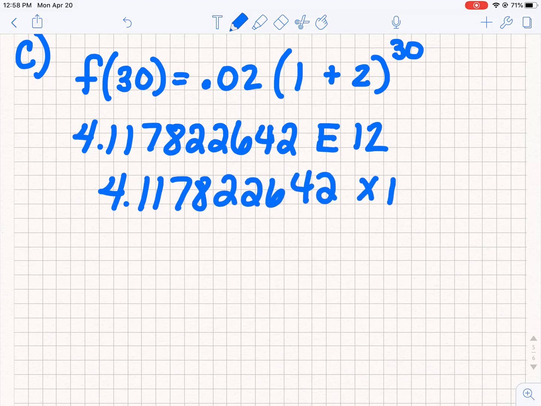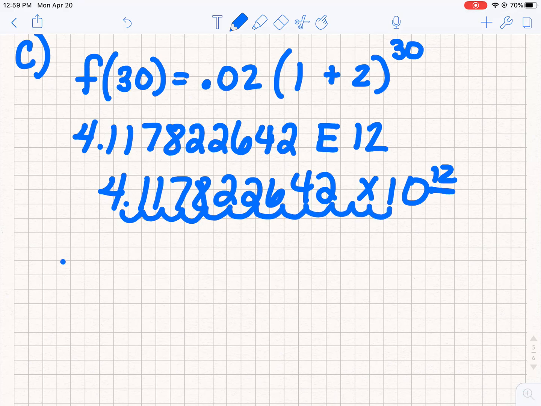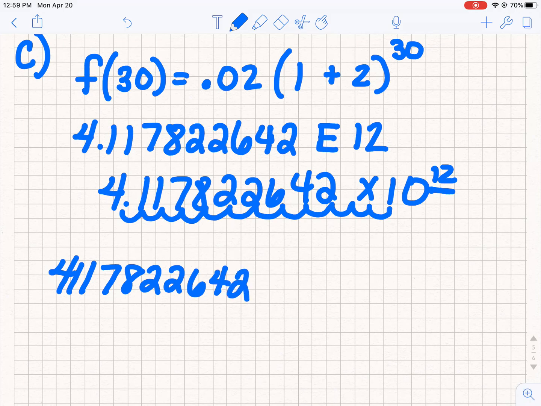You should have done 4.117822642 times 10 to the 12th. Now, I didn't say you couldn't round it, so you could have rounded it if you wanted to, which is what I did. Some people did. But then the final answer means if this is in scientific notation, that means we have to move that decimal 12 places to the right. So 1, 2, 3, 4, 5, 6, 7, 8, 9, 10, 11, 12. So it's really 4, 1, 1, 7, 8, 2, 2, 6, 4, 2, and then 3 zeros.